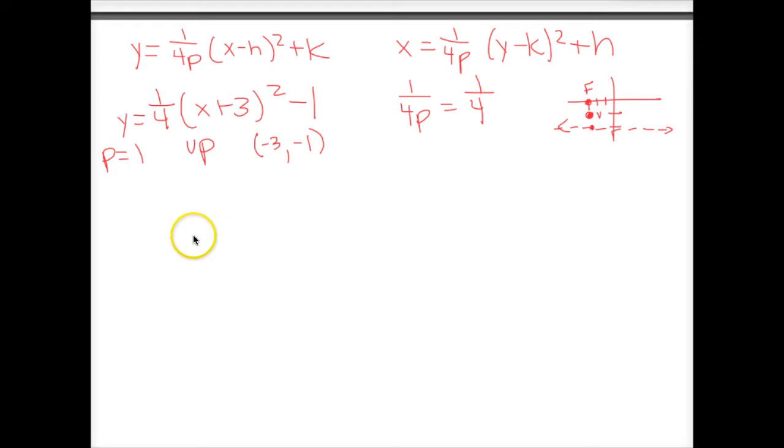19 and 20, again, you're doing the same thing. I'll do number 20. This one was, so the focus was -3, 0, and the directrix was y equals -2. So this was number 18. Number 20, when the focus is 0, -4, so 1, 2, 3, 4, and the directrix is y equals 4.